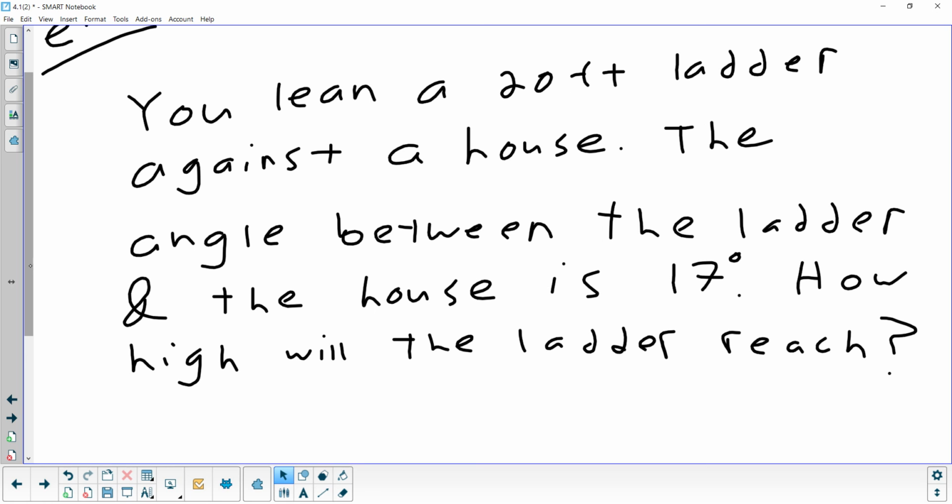So hopefully you know that if you have a 20-foot ladder, you can't put the ladder perfectly vertical. You have to put it on an angle so it doesn't fall. But because you put it on an angle, the ladder won't reach as high. Right? It's on a little bit of an angle. So we're going to have a 20-foot ladder leaning against a house, and the angle between the house and the ladder is 17 degrees. How high will the ladder reach? Basically asking, how high will the top of the ladder be against the house?